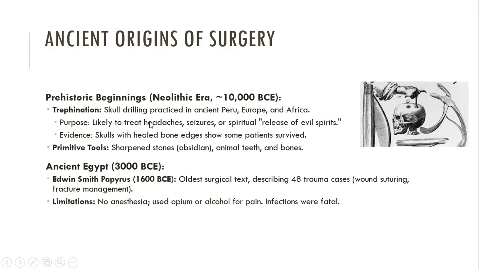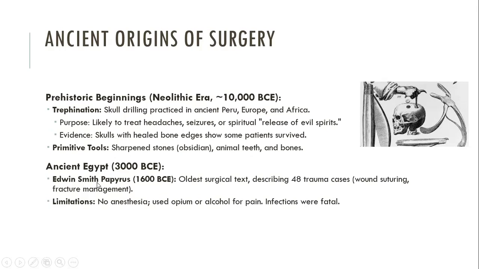They usually drilled the skull, and what was the purpose? Why were they doing this? They were doing this to treat headaches, seizures, and any kind of spiritual diseases, like the release of evil spirits. So, how do we know about this skull drilling, the process of trephination? Many skulls with healed bone edges were found, and they were basically drilled with sharpened stones, animal teeth, and bones. So this was the prehistoric era in which trephination was done.